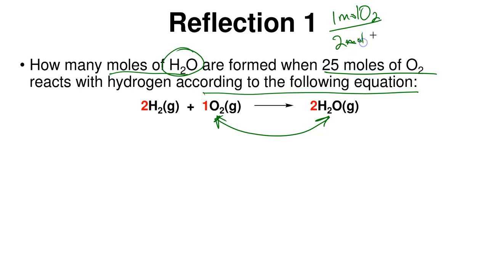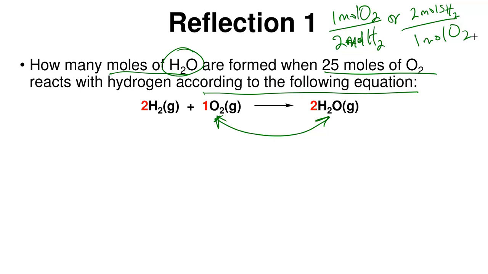2 moles of hydrogen. Or it can be, on the other hand, 2 moles of hydrogen over 1 mole of oxygen. That's what we have there. Now, what is going to decide what we're going to use is what we want to find.